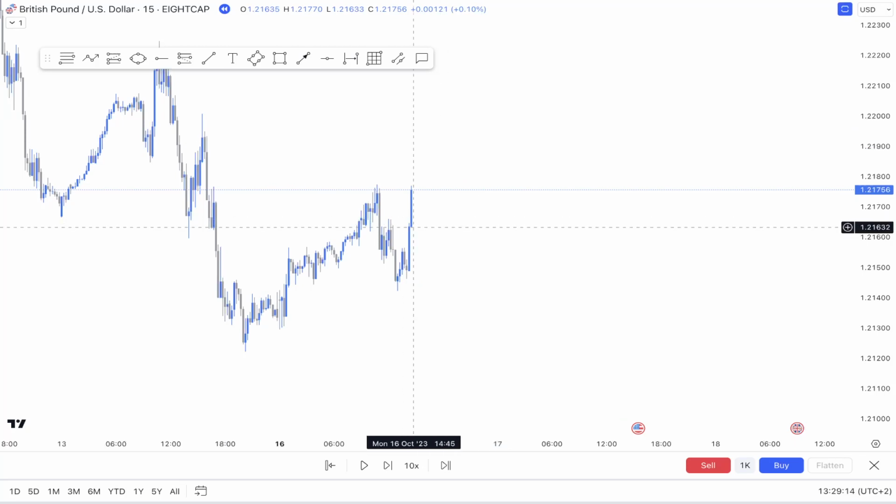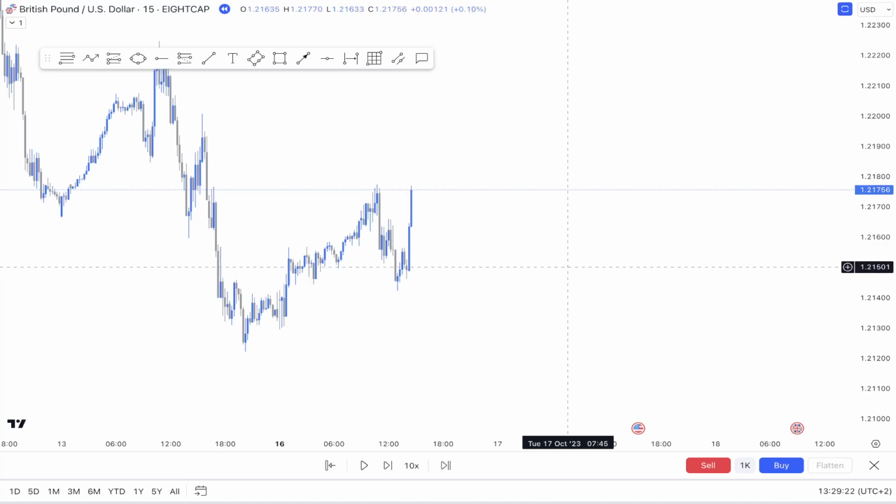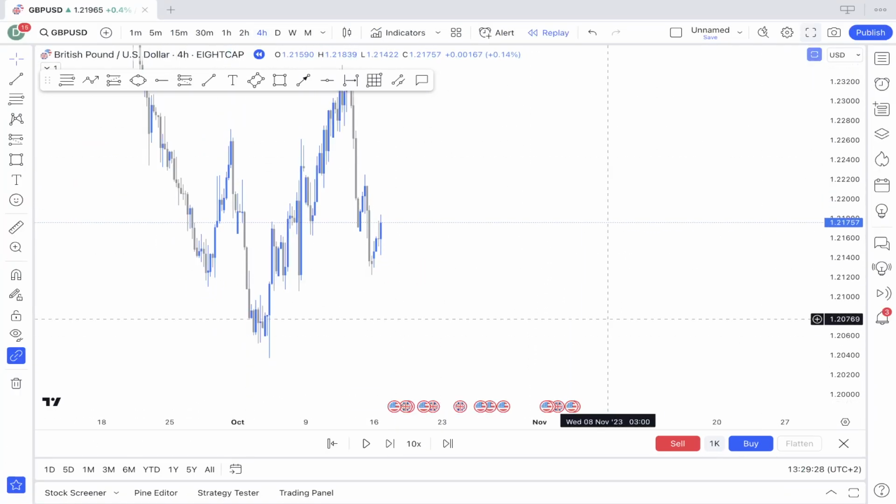Once again, I will use the bar replay. All right, so the first step was completed. I had a bullish feeling based on this momentum here. The second thing I had to do is check out the higher time frame to see if we have a higher time frame bias.